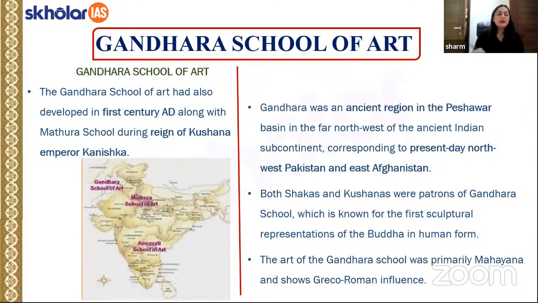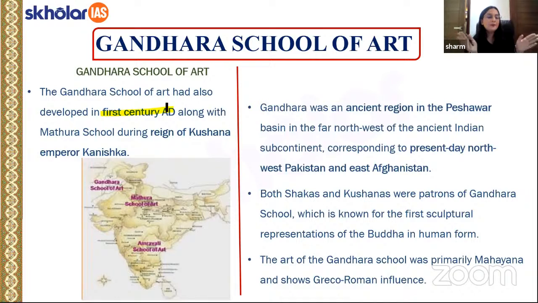Okay, let's begin, students. Now, students, the Gandhara school of art had developed in the 1st century AD. Again, this is an important point, because the Gandhara and Mathura schools of art were contemporary. That one was also in the 1st century AD, and this one was also in the 1st century AD. So we have to remember that both of the schools had developed in the same time period.